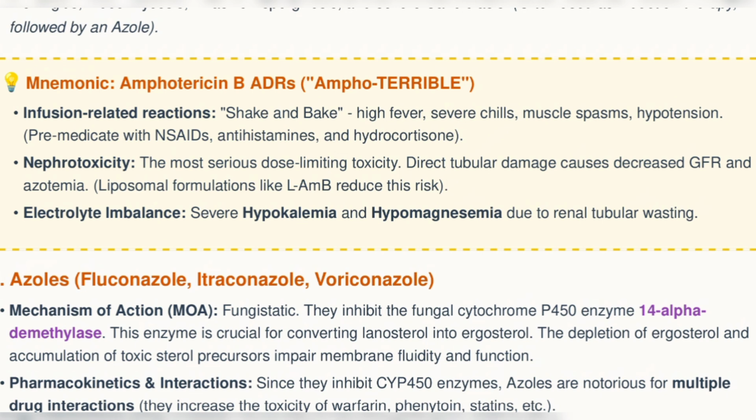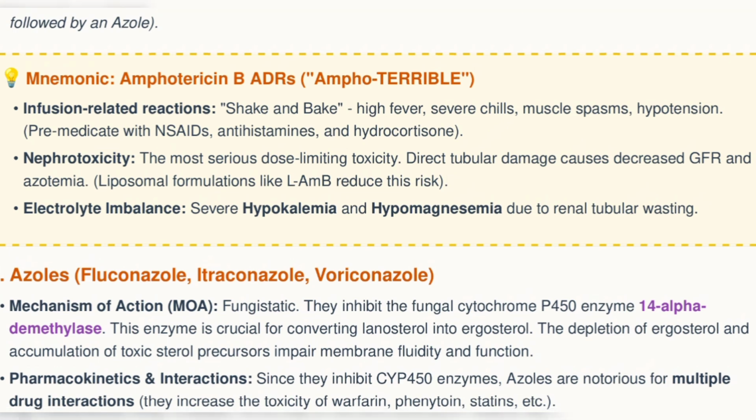Mnemonic for amphotericin B ADRs. Infusion-related reactions, shake and bake: high fever, severe chills, muscle spasm, hypotension. Pre-medicate with NSAIDs, antihistamines, and hydrocortisone. Nephrotoxicity, the most serious dose-limiting toxicity. Direct tubular damage causes decreased GFR, electrolyte imbalance, severe hypokalemia, and hypomagnesemia due to renal tubular wasting.